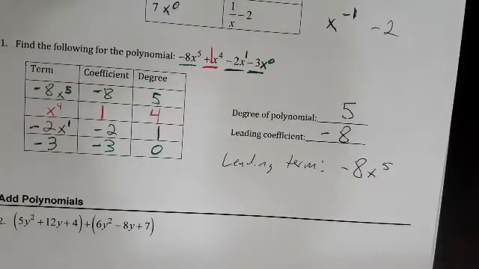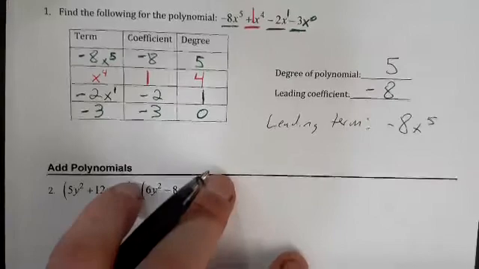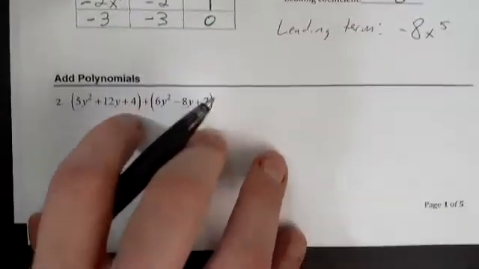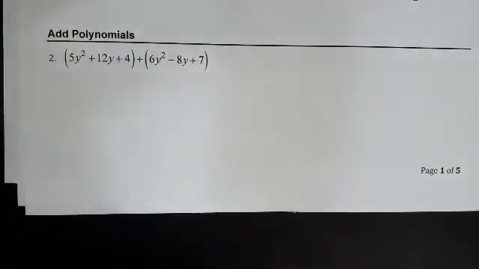Okay. So we talked about polynomials. We defined what a polynomial is. We talked about the coefficients and degrees. Okay. And now we're going to talk about adding polynomials.